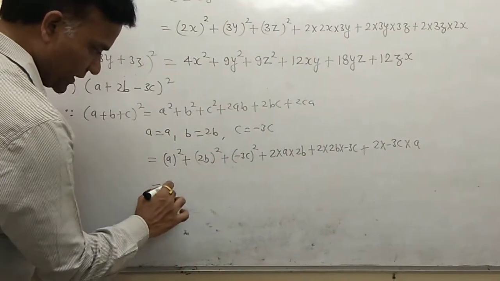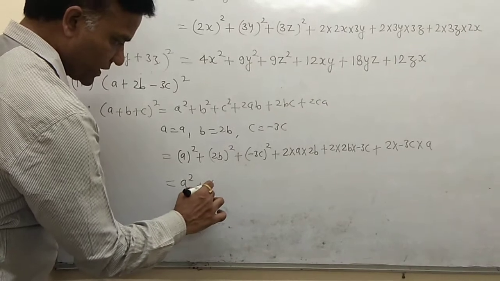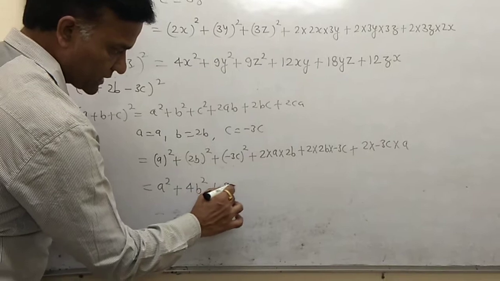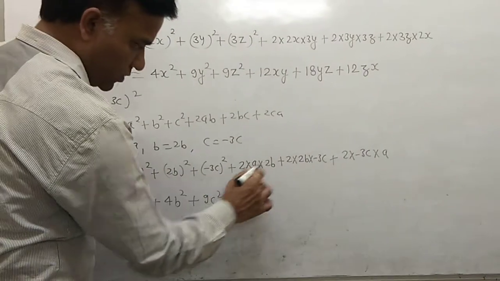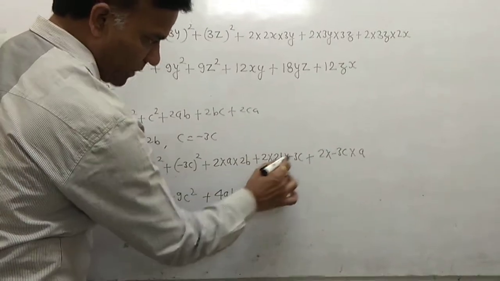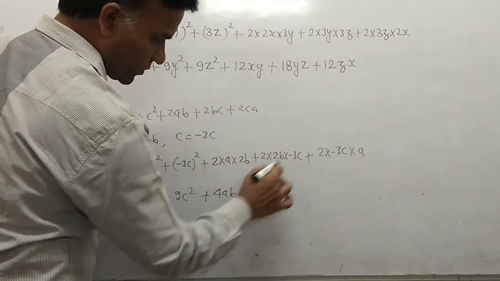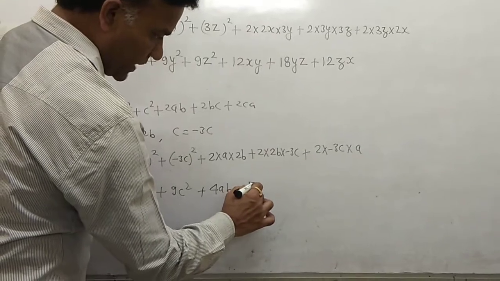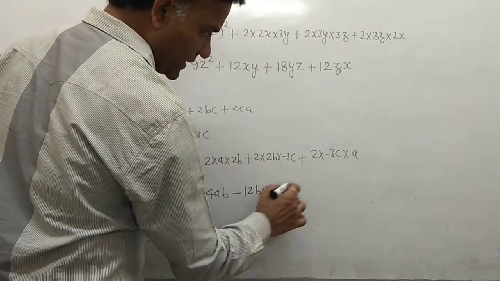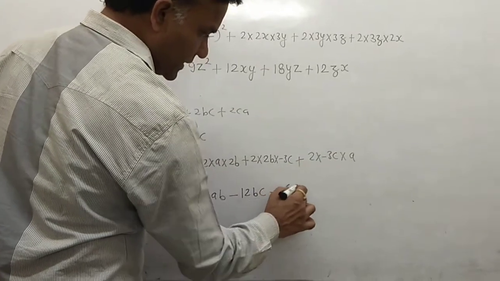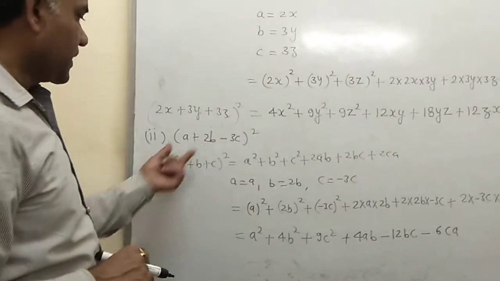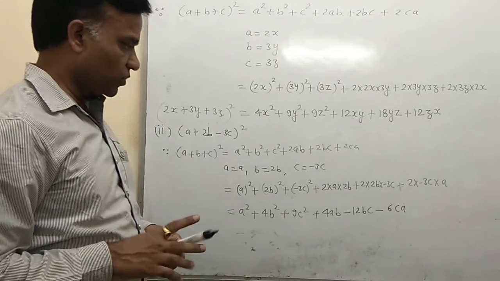Okay, so a square is a square, (2b) whole square is 4b square, and now minus whole square is plus, so 9c square, and now 2 times 2 is 4ab. But here a minus sign is given, so minus sign: 2 times 4 is... 4 times 3 is 12, so minus 12bc. Okay, now again here a minus sign, so you put minus sign, 2 times 3 is 6, 6ca. Okay, so this is the expansion of (a + 2b - 3c) whole square.